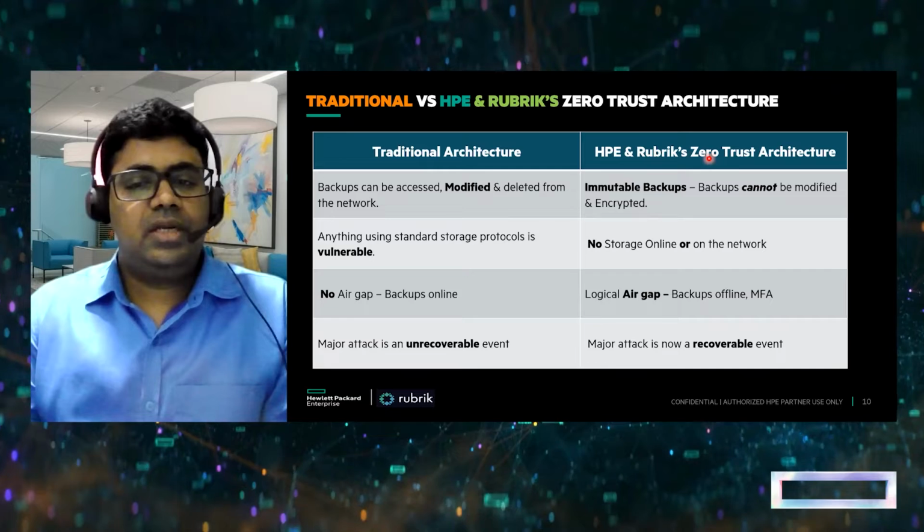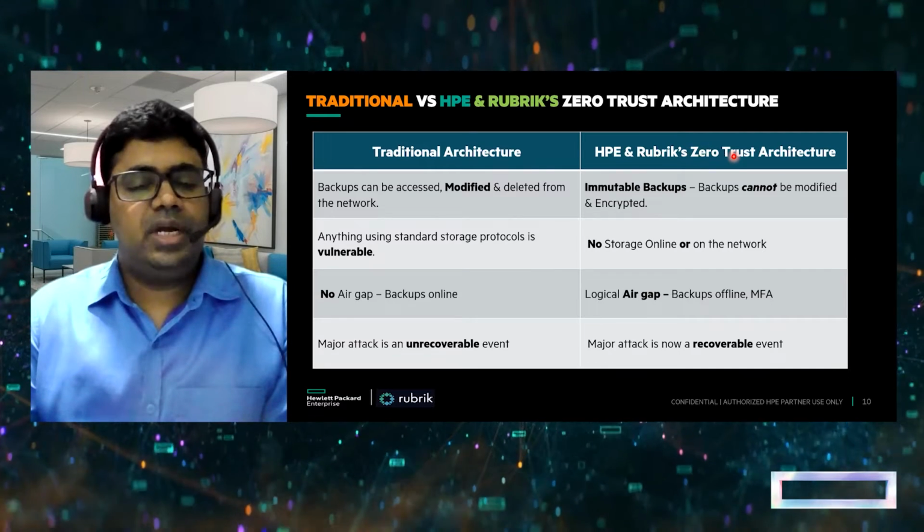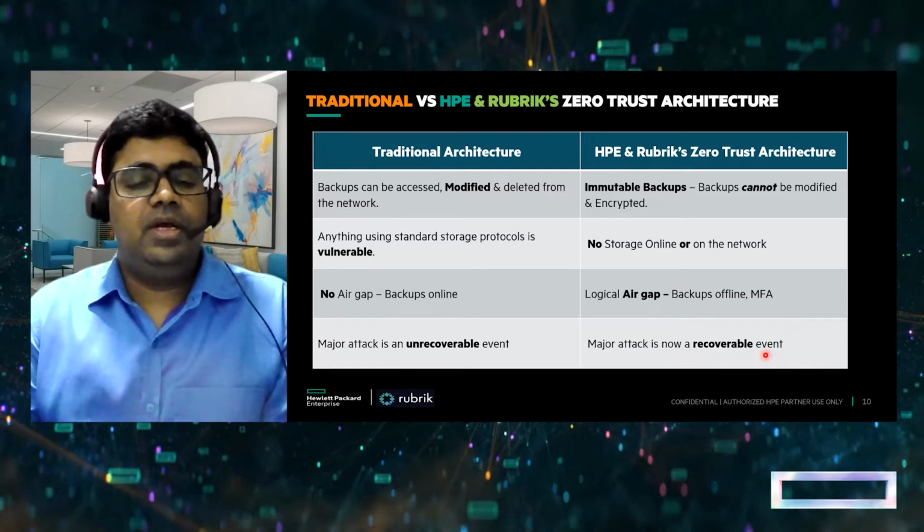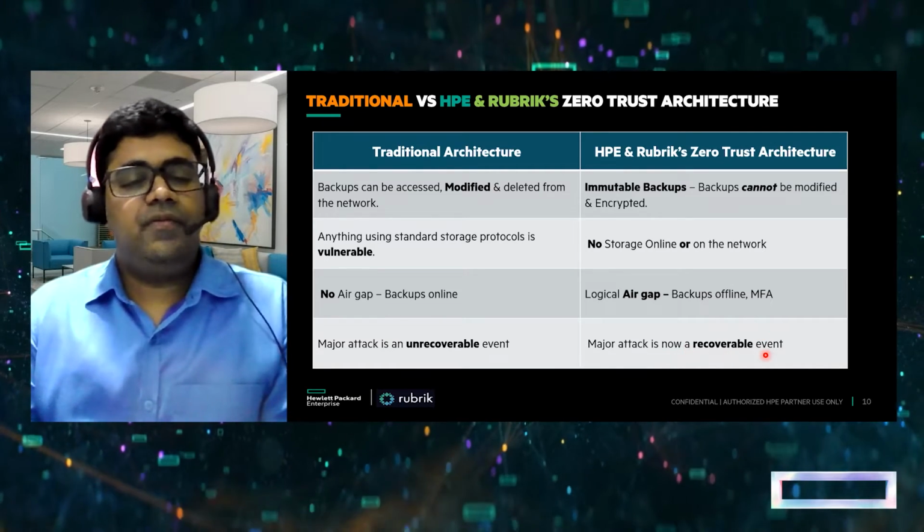And another key difference is that a major attack is an unrecoverable event. But when it comes to the HPE and Rubrik zero trust architecture, a major attack is now a recoverable event. Recoverable with faster recovery.